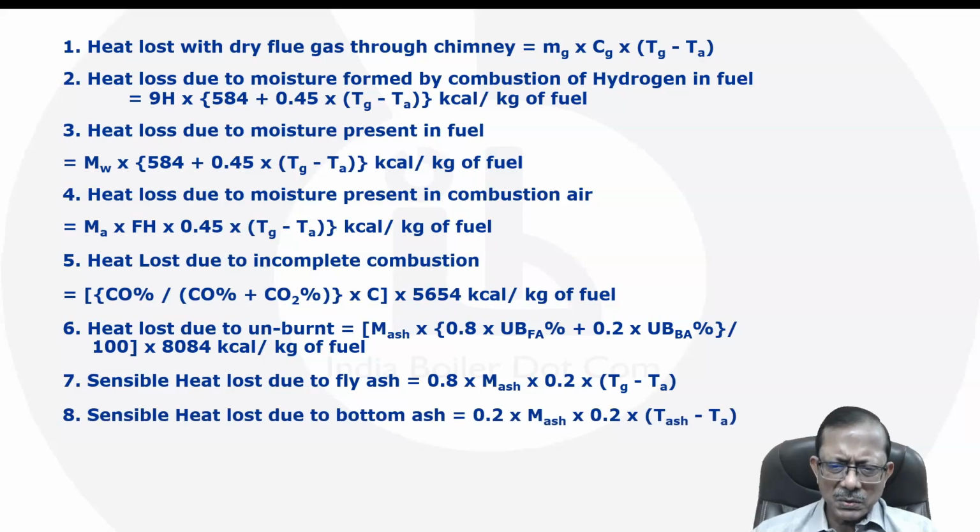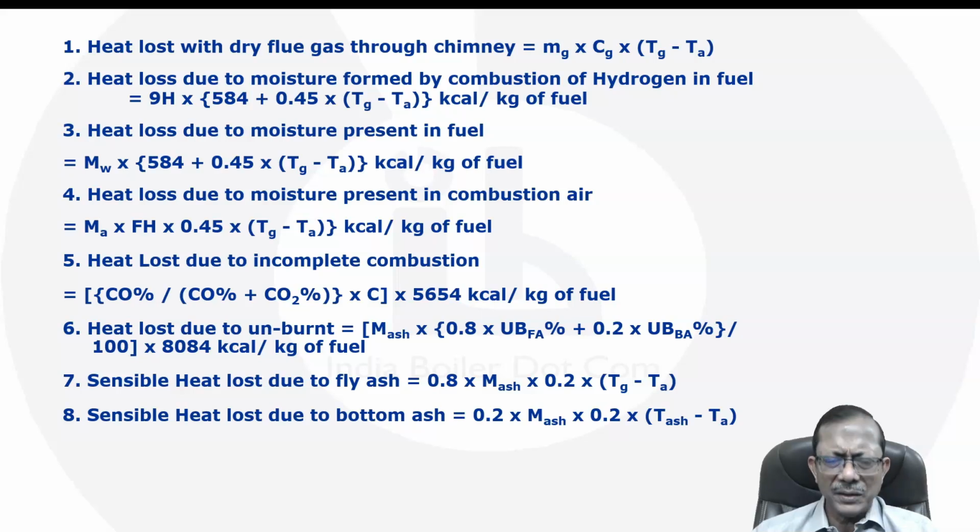loss due to bottom ash, right? So in this 20% of the ash is bottom ash multiplied by 0.2 as the Cp. If you have the bottom ash temperature measurement, then that will be T ash minus T ambient. The other losses, that is basically the convection and radiation losses, usually we do not calculate because it involves a lot of parameters to calculate it accurately.